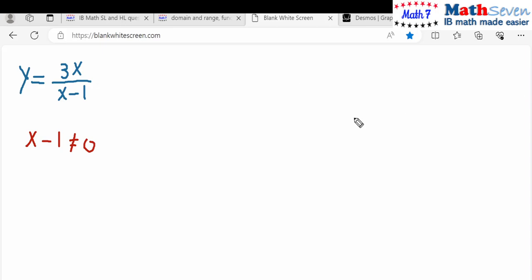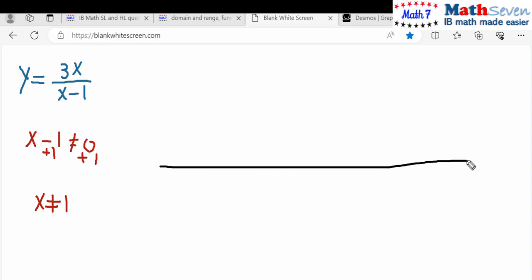So going back to our question, the denominator must not equal 0. So you're going to say plus 1, plus 1. That's the first part. We found the vertical asymptote. So x does not equal 1. So if I want to graph the x-axis and the y-axis, this is the x-axis. And this is the y-axis.